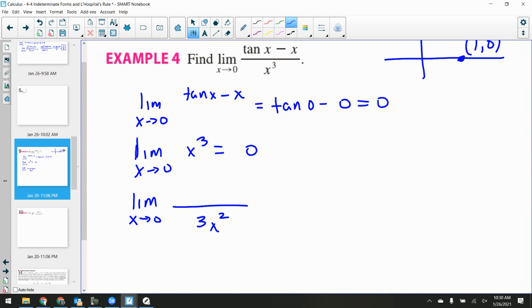All right, what's the derivative of tangent? Cheat sheet. Secant squared.